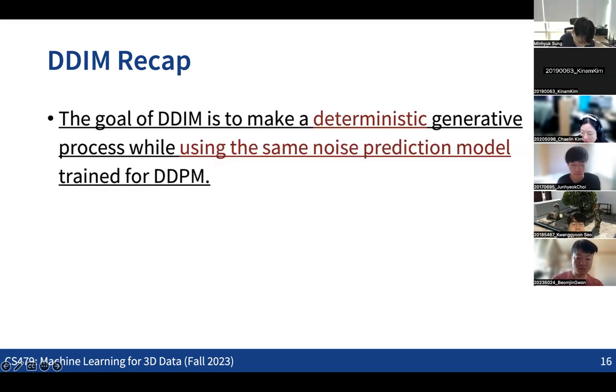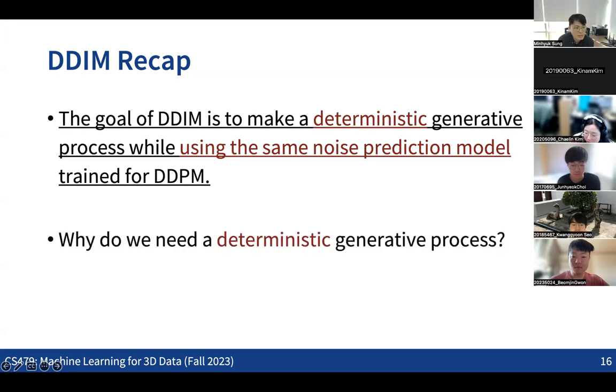Actually, the goal of introducing the DDIM is to make a deterministic generative process without sampling from the unit Gaussian, while using exactly the same noise predictor model that was trained for the DDPM. So here the question is why we want a deterministic generative process. That's the reason why we are making the DDIM.